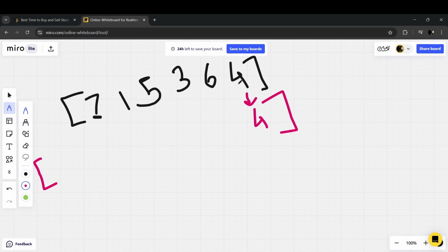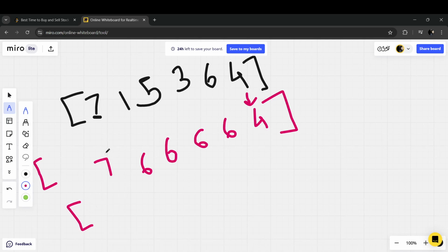Now which is maximum out of 4 and 6? It's 6. Now which is maximum out of 6 and 3? 6. Which is maximum out of 6 and 5? Again 6. Which is maximum out of 1 and 6? Again 6. So you have to compare like this. Which is maximum out of 6 and 7? It's 7.